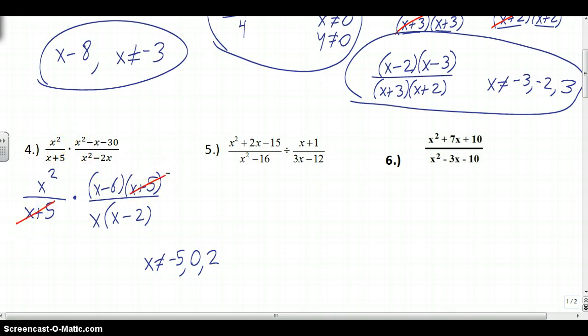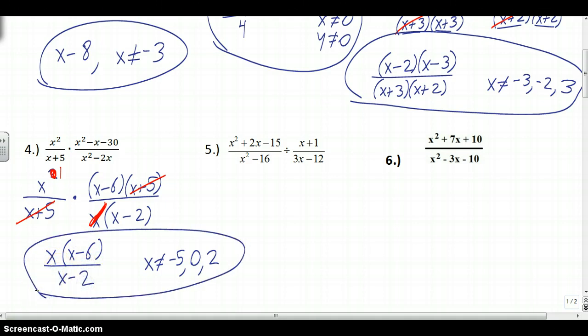Pretty obvious the x plus 5's cancel. But what's not as obvious is that this x here and this x squared actually can cancel with each other. 2 of them in the numerator, 1 of them in the denominator. So the one in the denominator goes away, bringing this one down to an x to the 1st. So you're left with x times x minus 6 over x minus 2.